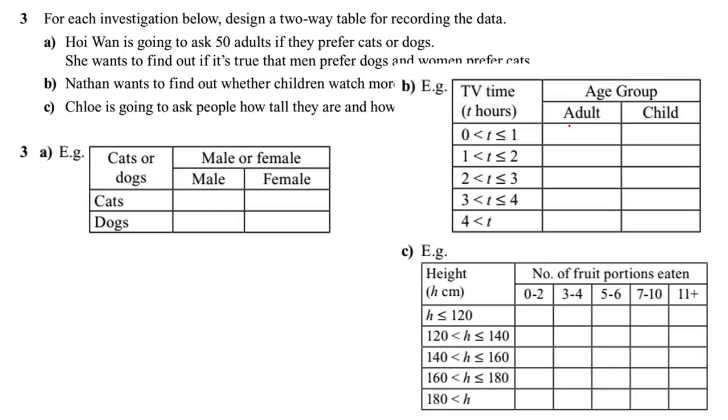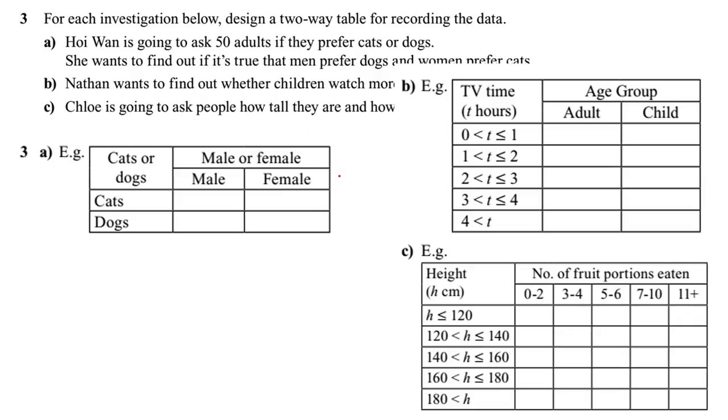So the age group is there, so we have adult or children, and down here we have the time they spent. Remember, time is continuous data. We must use inequalities, making sure that the boundaries don't overlap. So this is from more than 0 up to 1. This is from more than 1 hour up to 2, and so on. But as for here, it's going to be more than 4 because 4 is here. So time spent is more than 4. Okay, so I hope you did that all right.